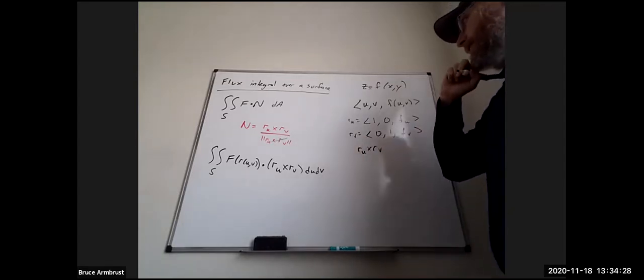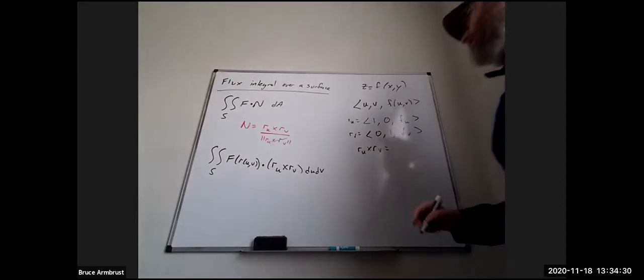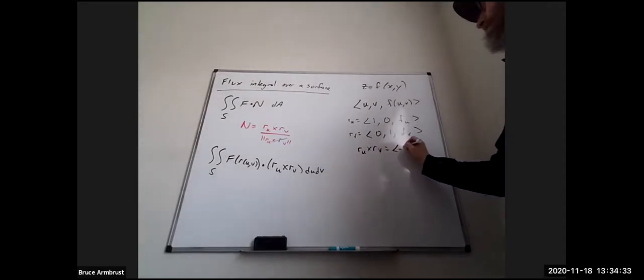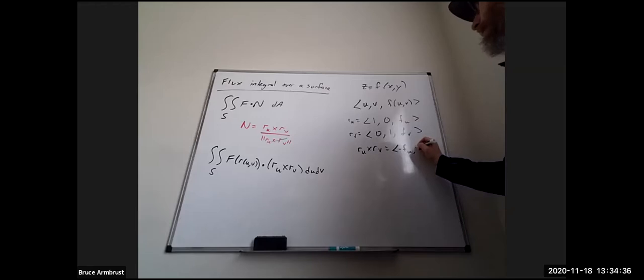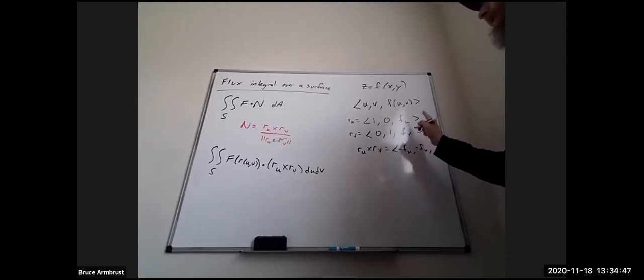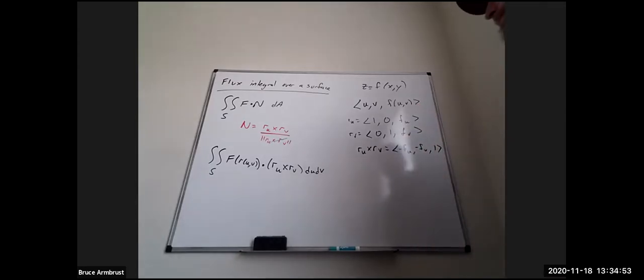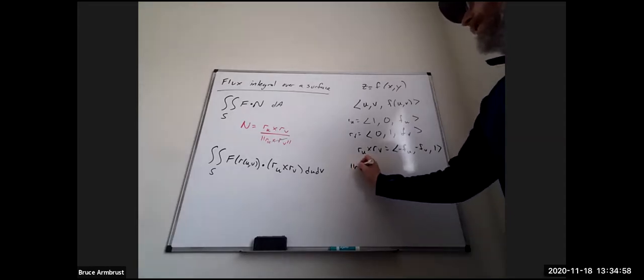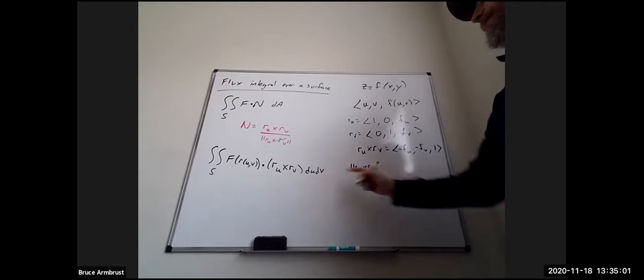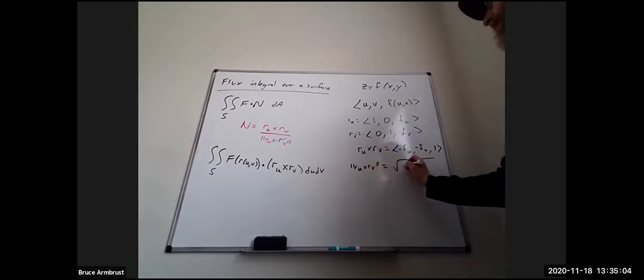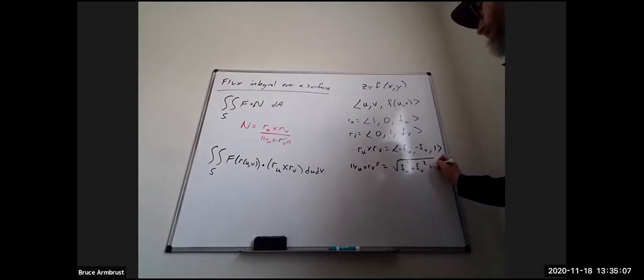So RU cross RV, we actually go ahead and find what that thing is. It ends up being minus fu, and then a minus fv, and then for the z, it ends up being 1. So the magnitude of that, I know we don't need it here, but I just want to show you what it looks like. It's just the square root of fu squared plus fv squared plus 1.